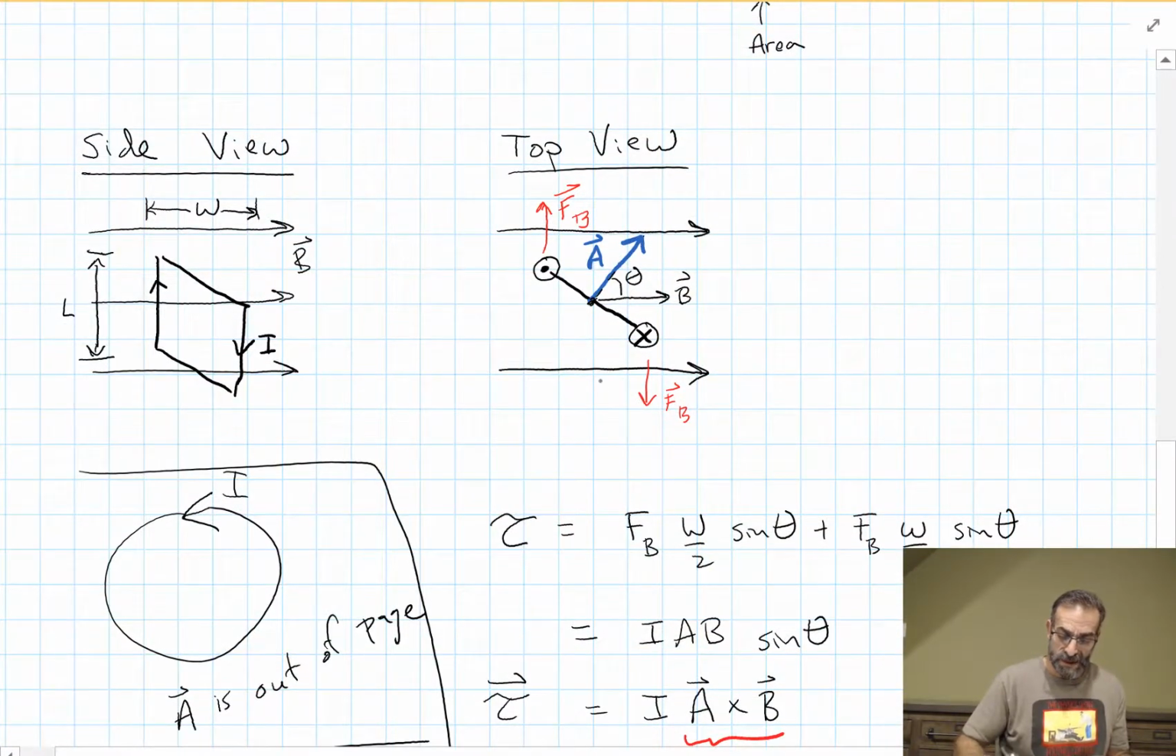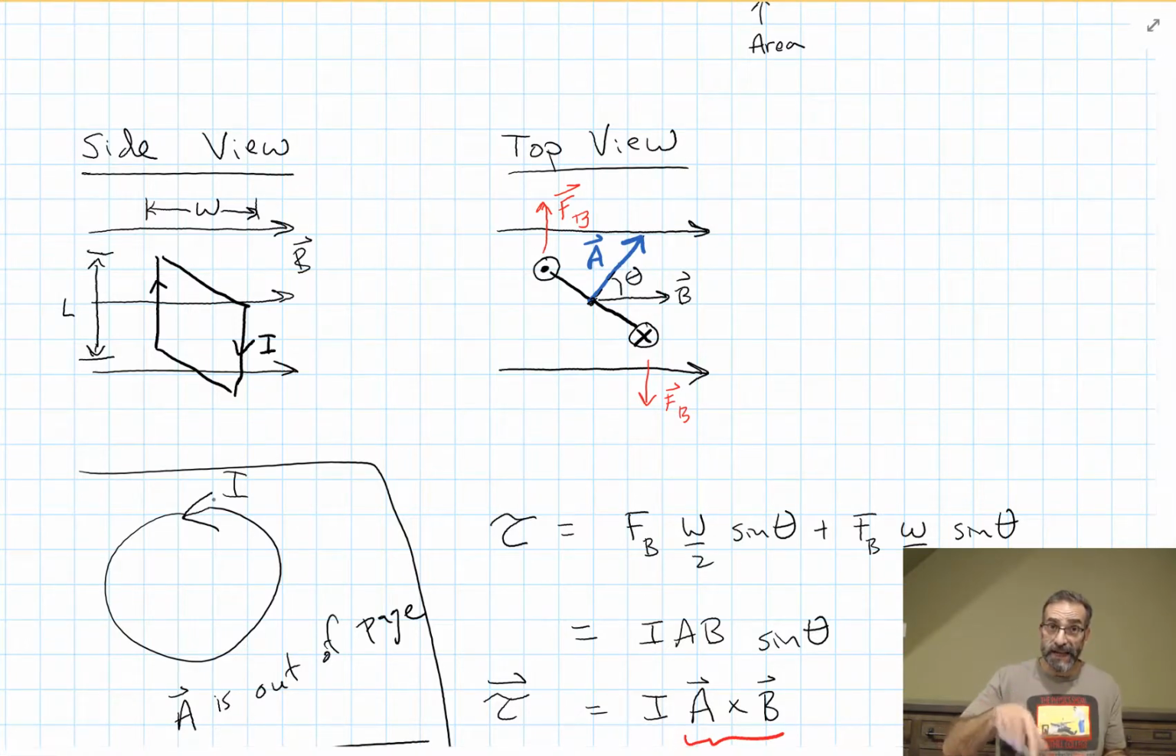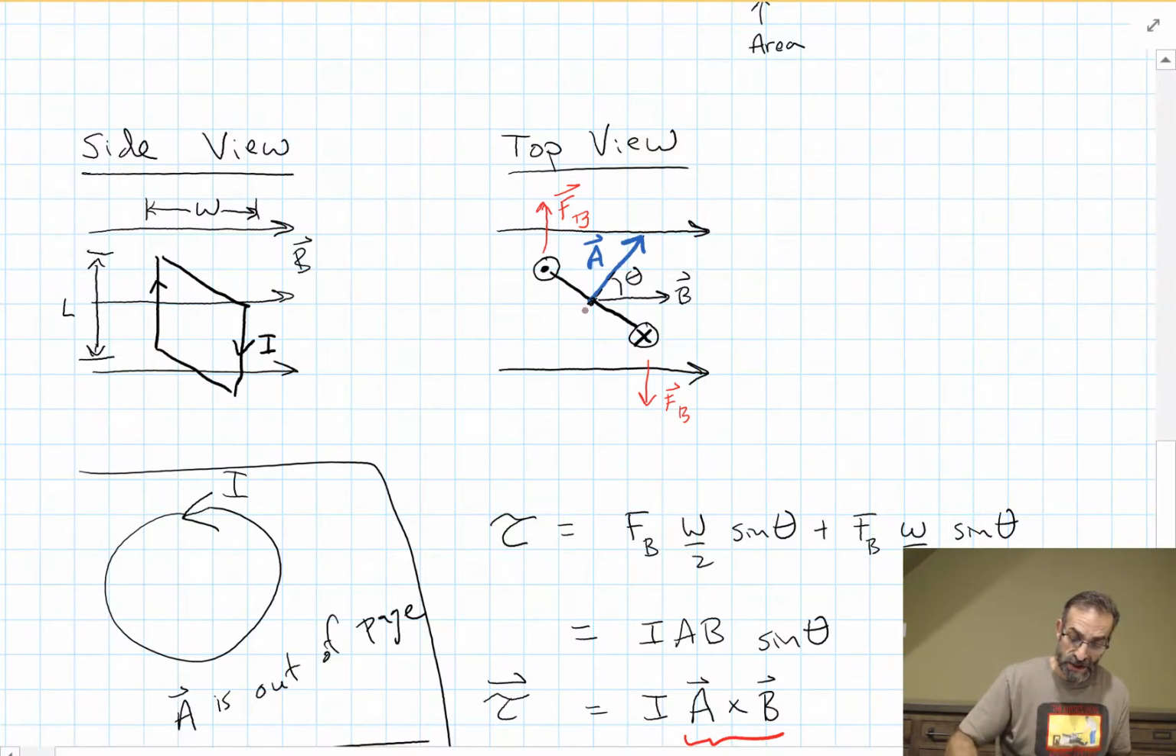And you can see from this situation, if I wrap my fingers around my rectangular coil of wire, my thumb points in the direction of the area vector.